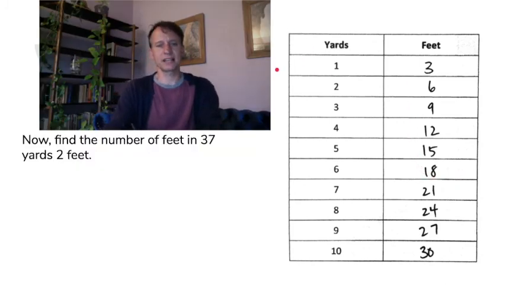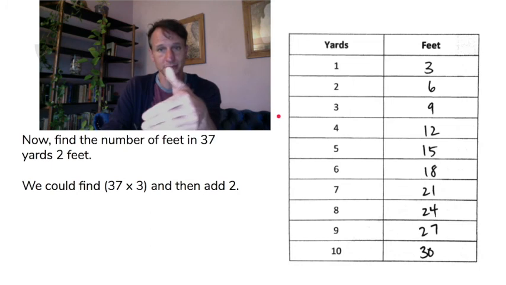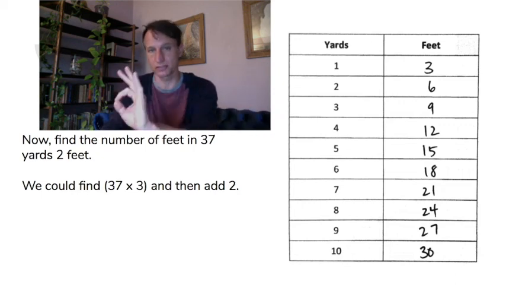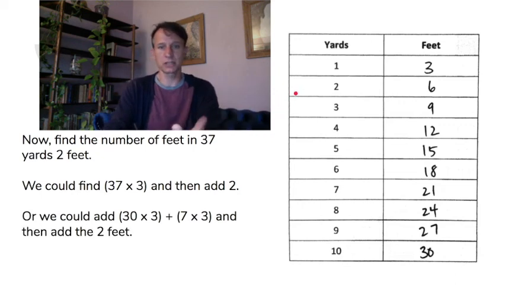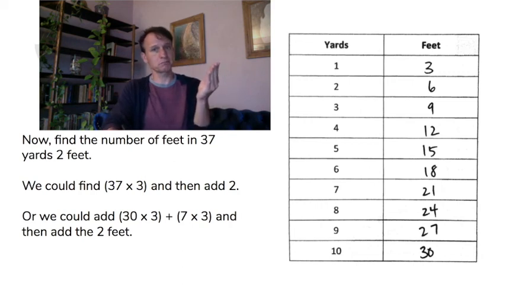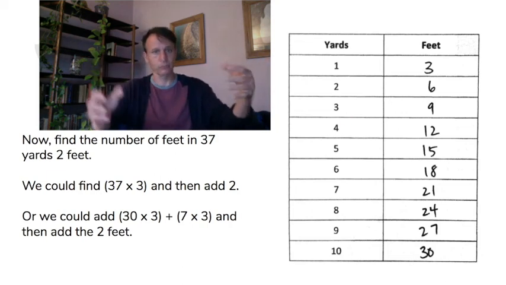So if I said, hey, this is 37 yards, 2 feet, you'd say, hey, I need that just in feet. Okay, well, let's take the 37 and decompose it. Now, I could do 37 times 3, right? And then add the other 2 feet, and that would give me that amount in just feet. But we could also decompose it. We could say, oh, well, 30 times 3, probably do that in my head, right? And then 7 times 3, so the 37, decomposing it as 30 and 7.